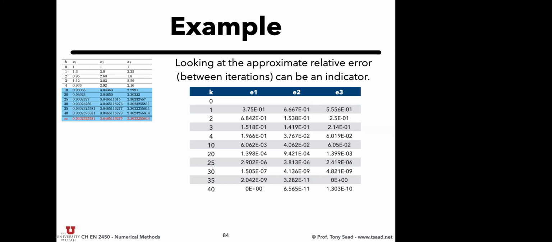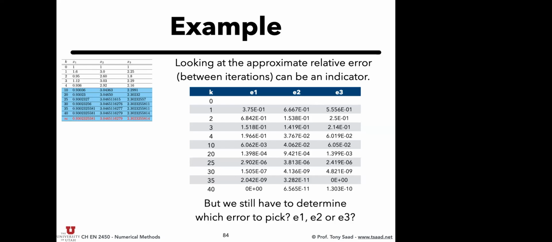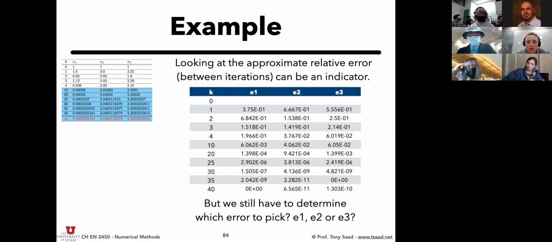For iteration 30, you have 3 errors. So which one do you pick? Which one would you pick? Again, I'm passing the floor on to you.